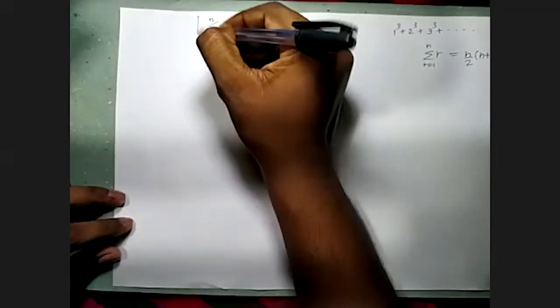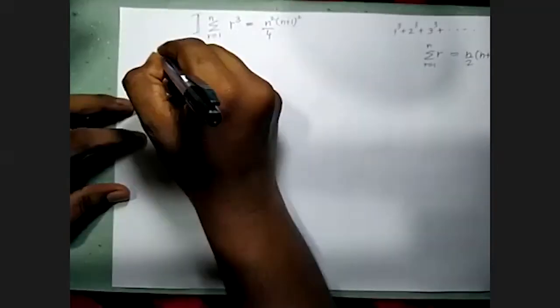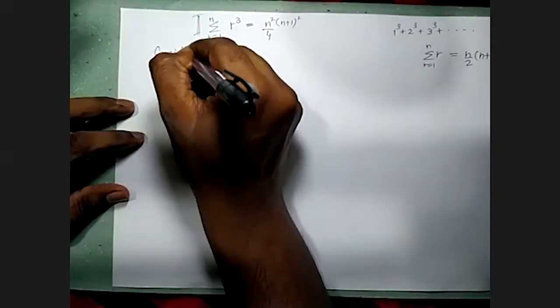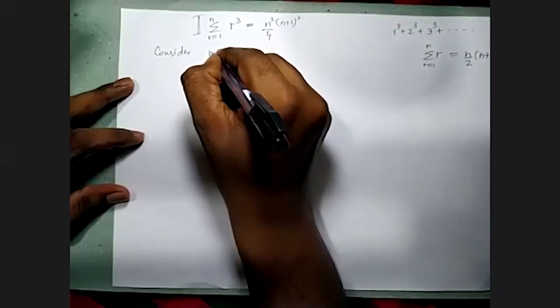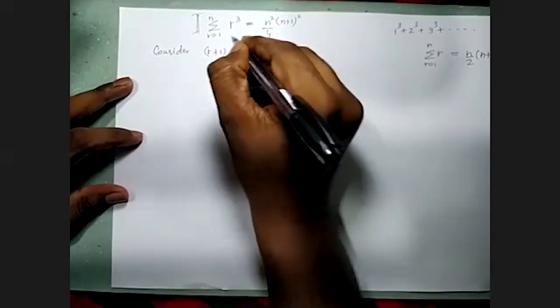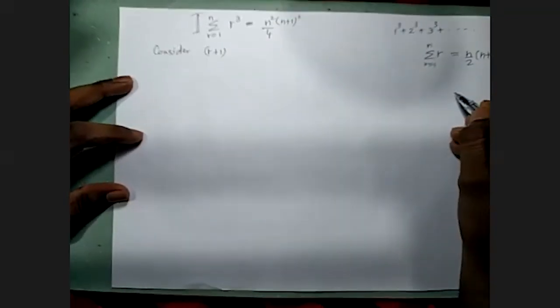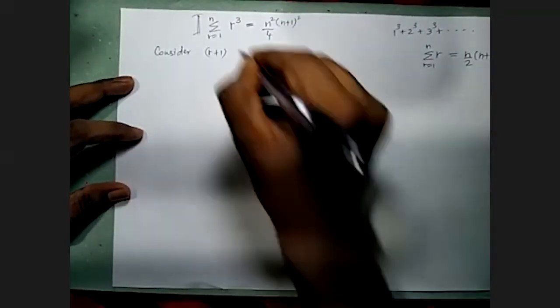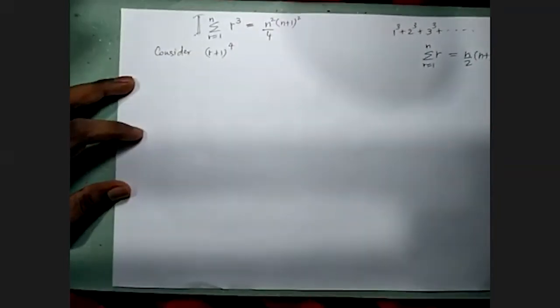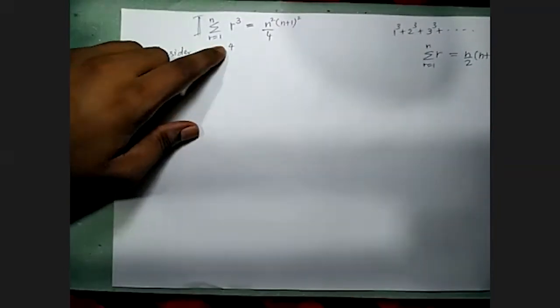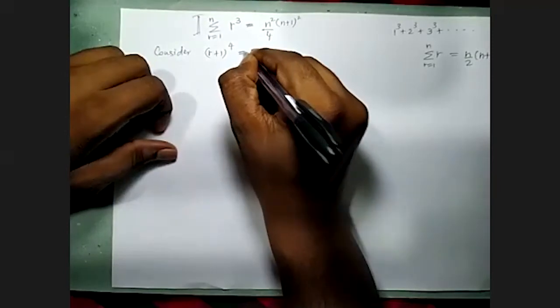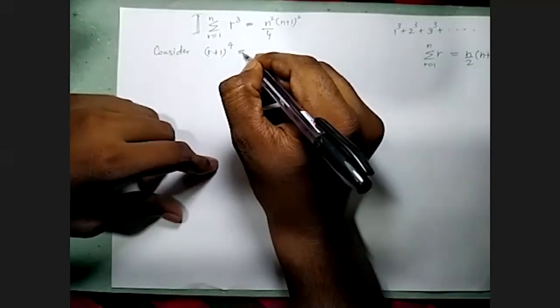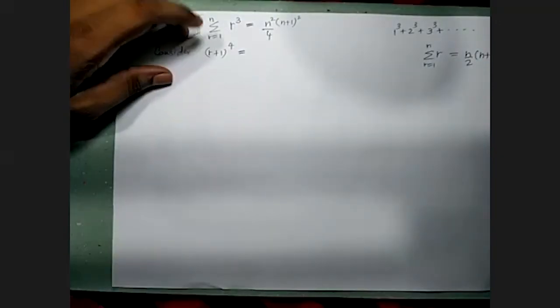Now how to prove this? So we have to consider our equation. What is that? R plus 1. Earlier for R square we got cube. Now for R cube I have to get R plus 1 to the power 4. R plus 1 to the power 4. Then what is the expansion? Now you should know the expansion for 4th power.